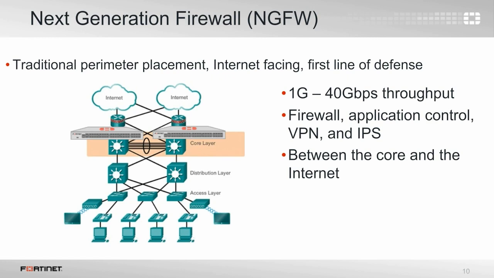Next Generation Firewalls, NGFWs, play the role of the traditional entry point firewalls. They are the first line of defense. In a traditional network architecture, where there is an access layer, a distribution layer, and a core layer, NGFWs are installed between the core layer and the internet. The features that are usually enabled in these FortiGates are firewall, application control, VPNs, and IPS.